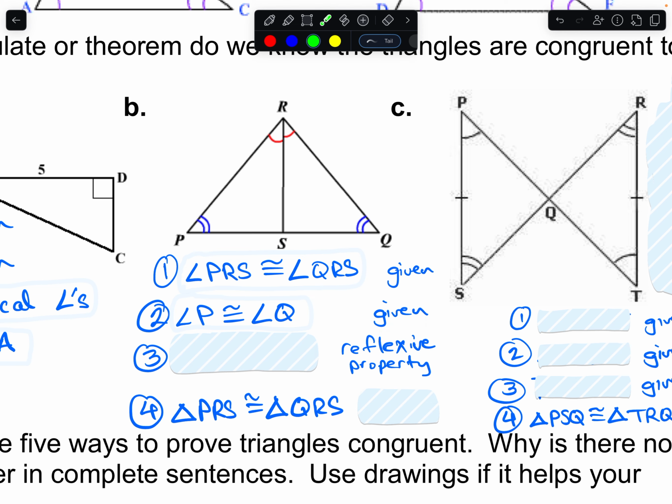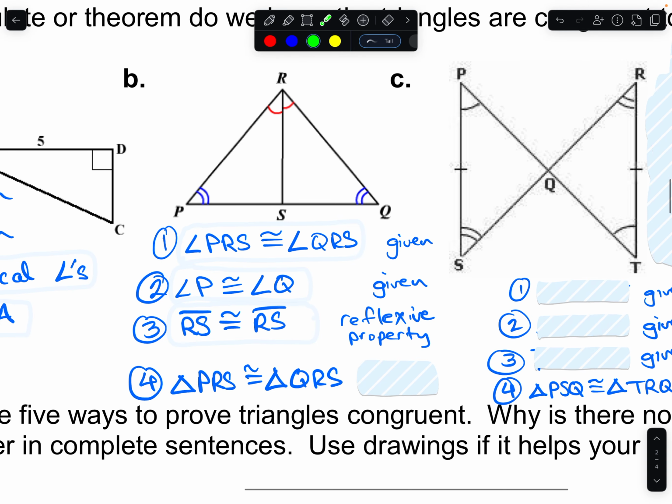And then RS needs to be congruent to itself by the reflexive property of line segment congruence. So this time we have 2 angles and a non-included side that are congruent to 2 angles and a non-included side of another triangle. So they are congruent by angle, angle, side.